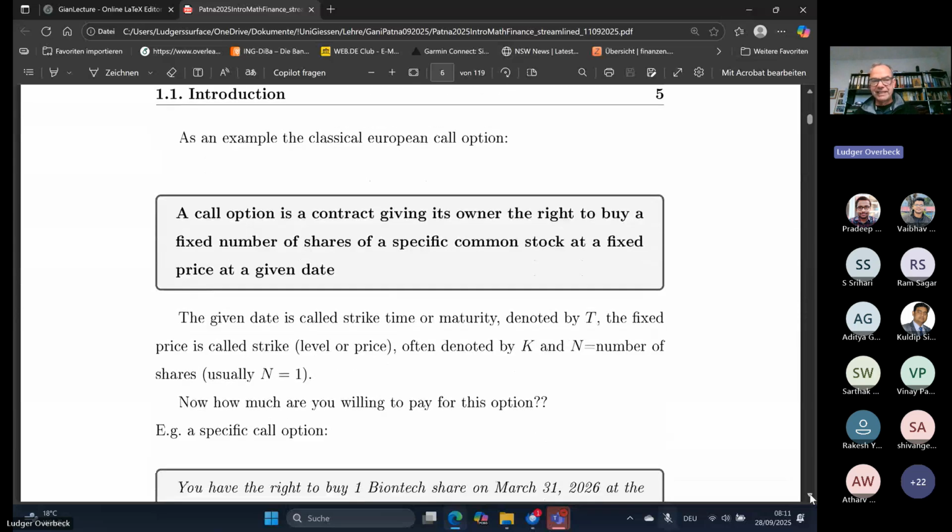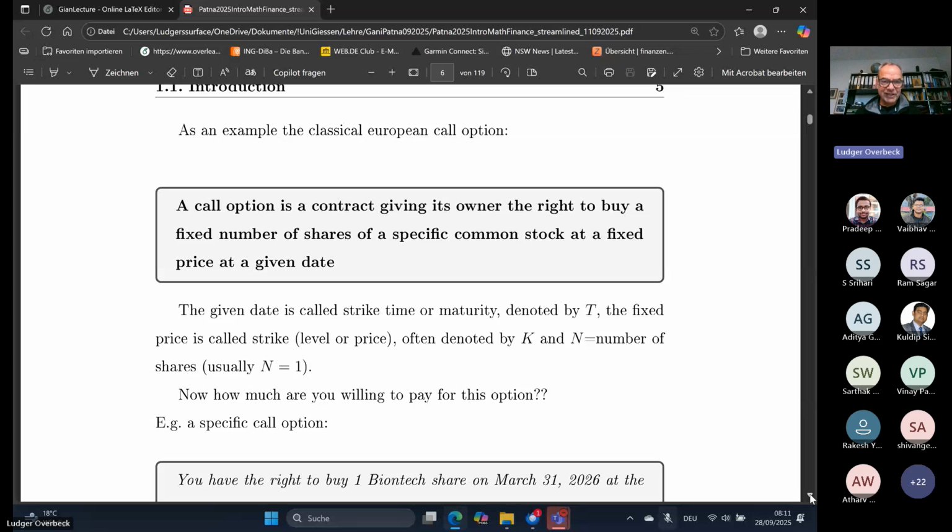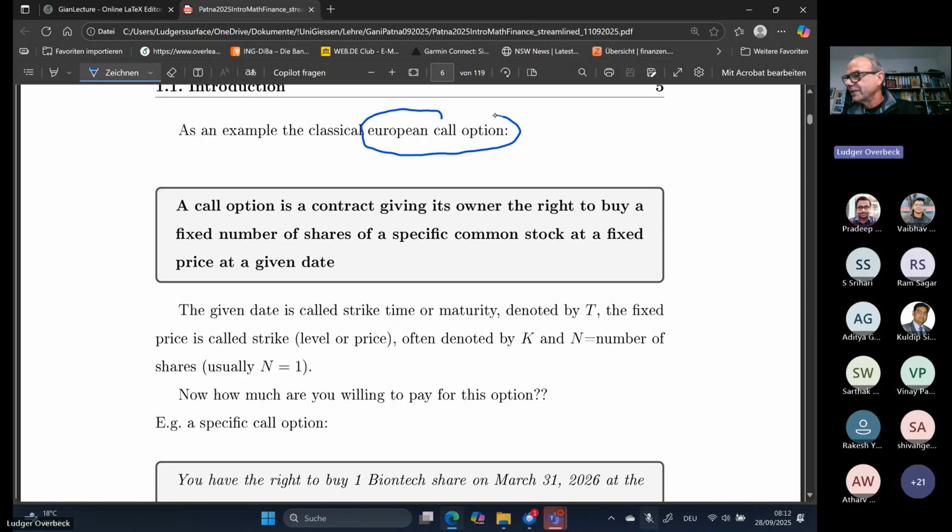And the most classical example, and if we don't specify something else, we will think about this type of derivatives, which is called a European call option. Of course, later you will also see an American call option, which is a more complex product. So this is the most simple option. And so that's a contract.